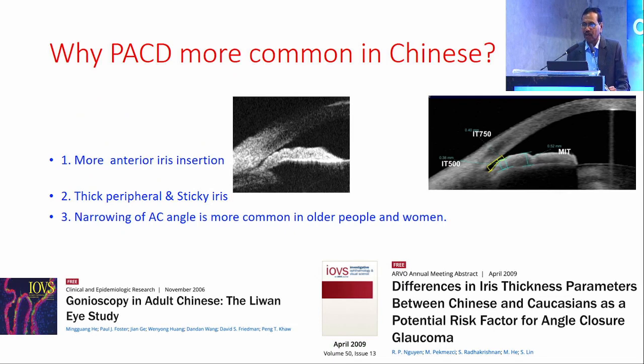And PACD is more common in Chinese. Why is it more common in Chinese? Because most of the studies say that anterior insertion of the iris is more common in the Chinese, and also a thick peripheral iris. And the Chinese iris is more sticky. It's more prone to angle closure diseases and PSC formation.